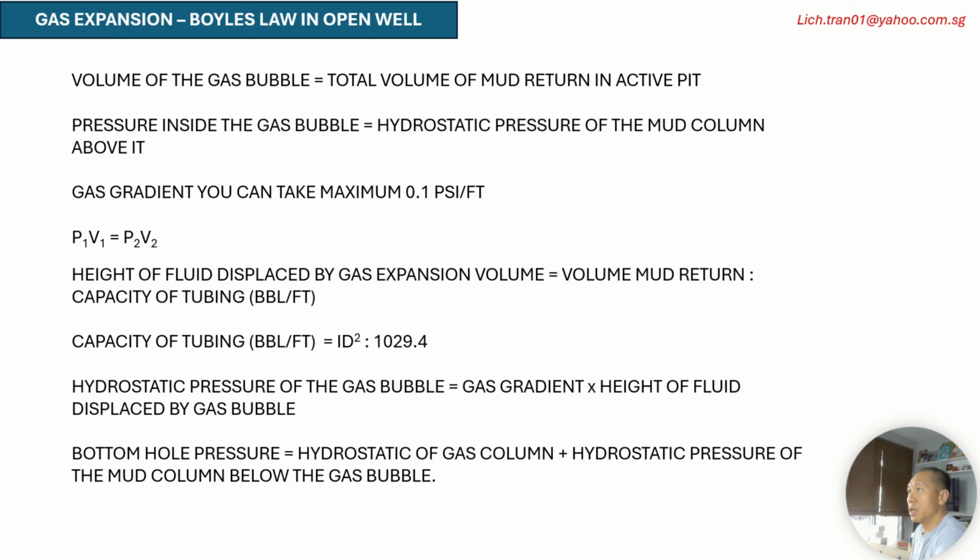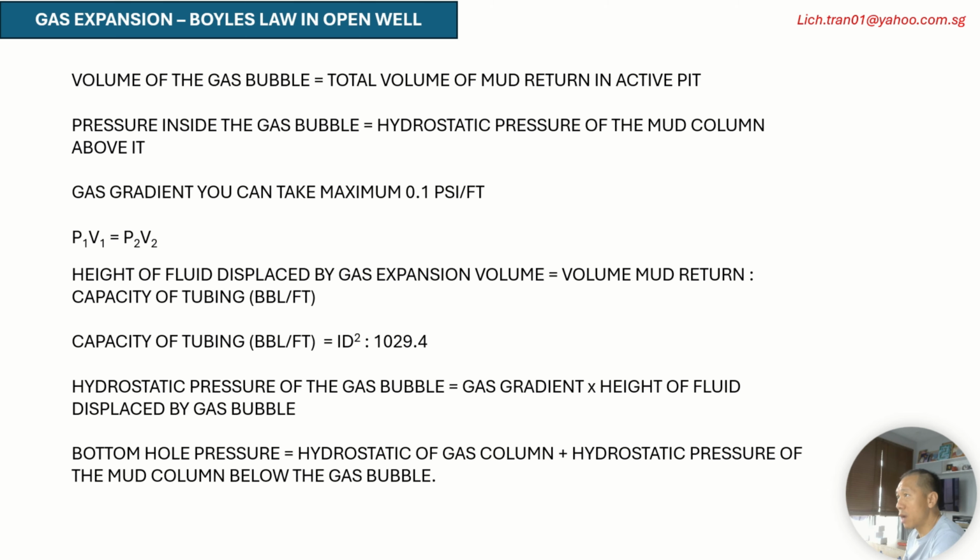And the next rule is the height of the fluid column displaced by the gas expansion volume. How do you work it out? You take the volume of the mud return and divide it by the capacity of the tubular in barrel per foot. How to calculate the capacity of the tubular in barrel per foot? You take the ID of the tubular, square it up, and divide it by 1029.4. You get the capacity of the tubular in barrel per foot.